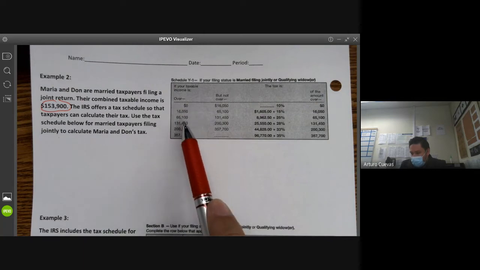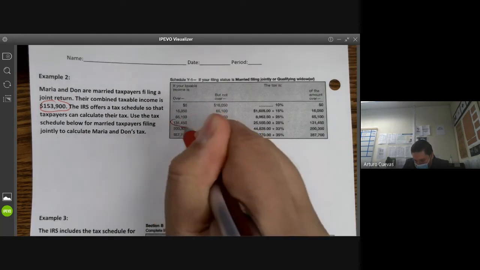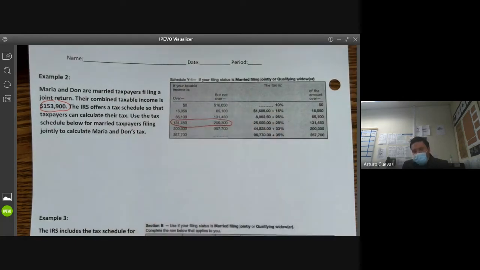1, 2, 3, 4. We're between 131 and 200, right? Right here. We are using this. Okay, how do we calculate this?